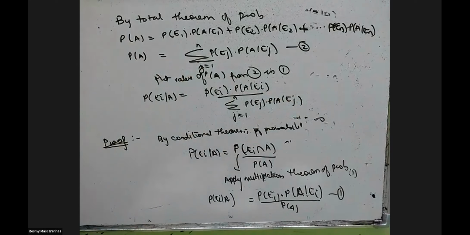So three formulas you have to apply. First is the conditional, second is the multiplication theorem, and third is the total probability theorem. So these three formulas, and this is the proof. We'll start with the problems. Extremely important. One sure question on this for 4 marks.